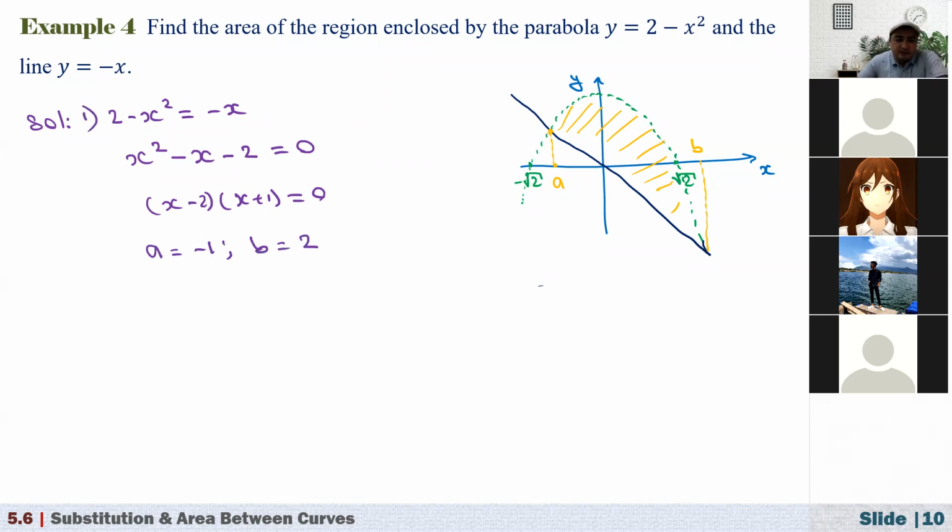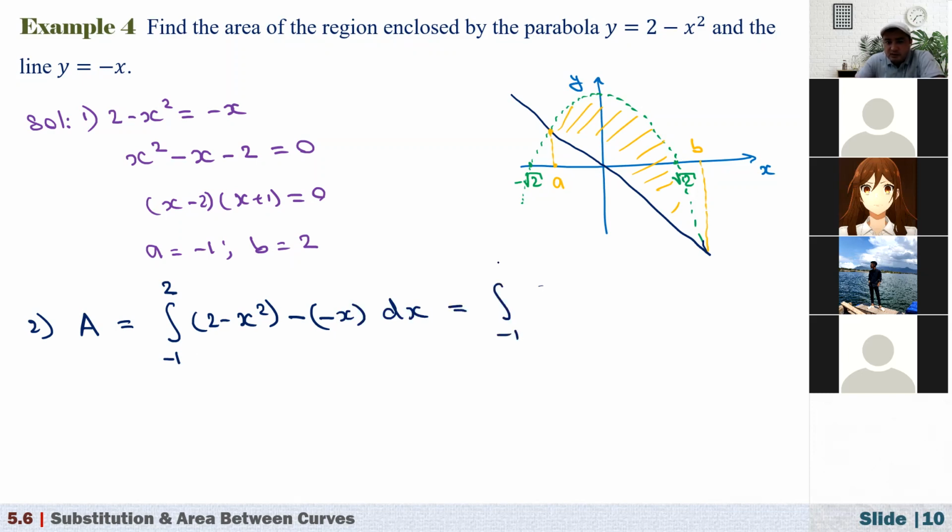That's the first part, and that is the bit challenging part, especially in solving questions. Now I have to evaluate this. To evaluate this, the second part, the area of the shaded region is equal to the definite integral from -1 to 2 of f minus g. What is our f? f is 2 minus x squared, minus, and how about g? That is minus x. And here we have dx. That's equal to the integral from -1 to 2 of minus x squared plus x plus 2 dx.